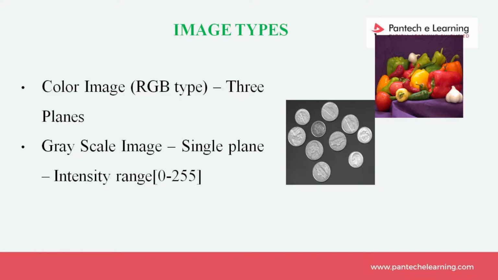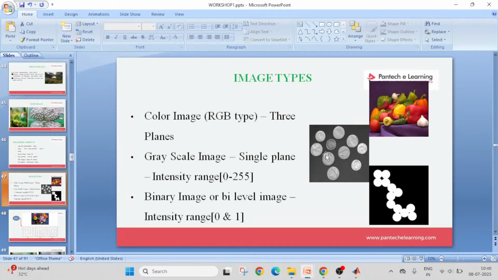Coming to the next one, the grayscale picture. Here in this grayscale picture, you can see it has only a single plane of intensity. It doesn't have any colors. In the earlier picture you can observe different colors, but here you don't have any colors. Simply, the basic colors are either white or black, with intensity.